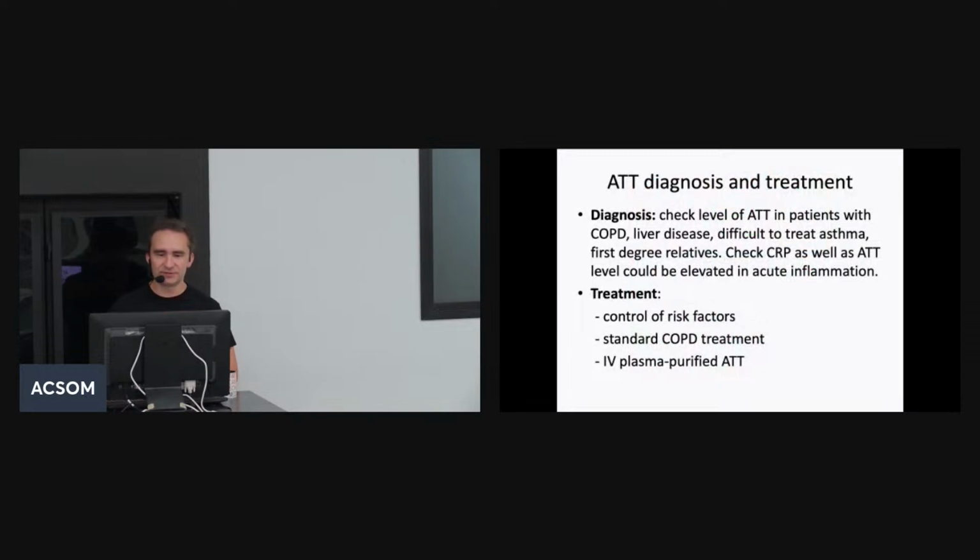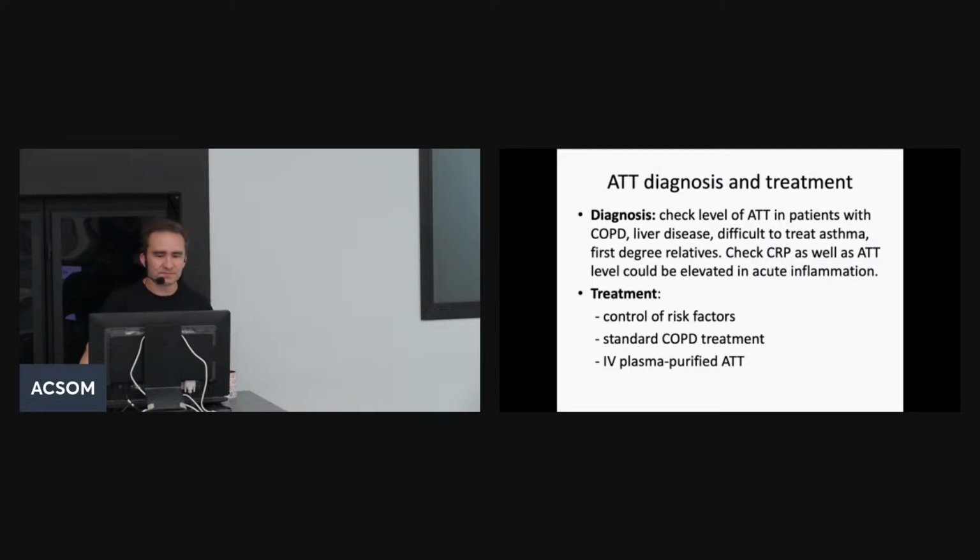So how do we diagnose? We check the level of alpha antitrypsin in patients with COPD, liver disease, difficult to treat asthma, and if you have close family members with alpha antitrypsin deficiency. Also need to check CRP, C-reactive protein, because alpha antitrypsin can go up a little bit. It's an acute inflammatory molecule which will go up with the inflammation. That's why if CRP is really high, the alpha antitrypsin level could be a little bit changed. Okay, if it's low, it's low. But if it's high, you need to correlate with the CRP.